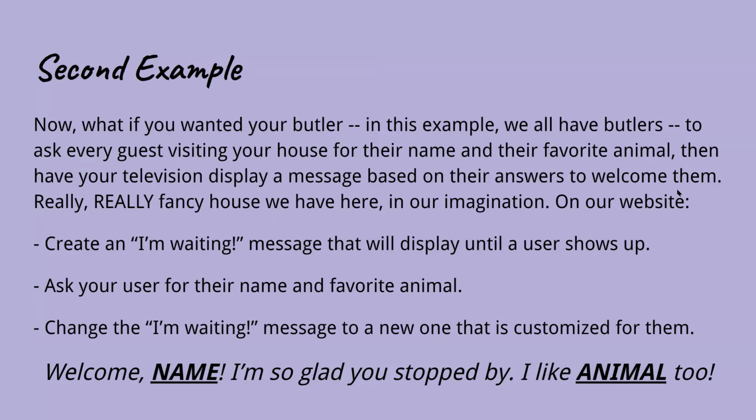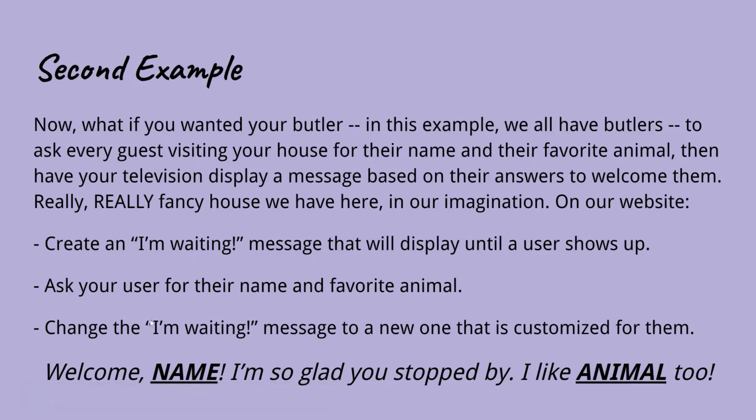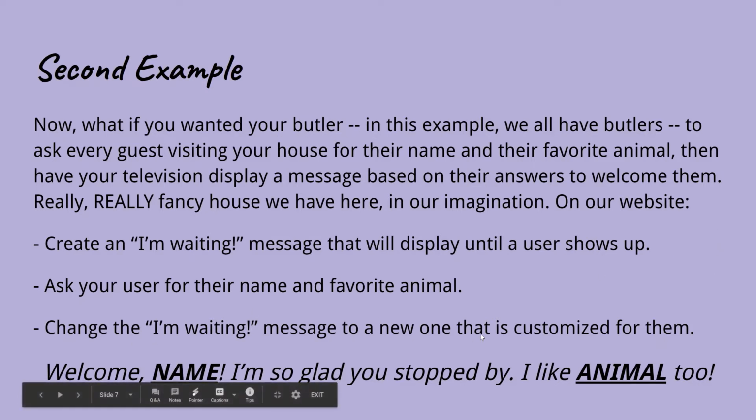So what we are going to need to do is create sort of a placeholder, "I'm waiting" message that'll display until someone shows up and answers the questions. Otherwise, it's just a big blank television screen, and that's confusing. We need to write the text fields that will ask someone for their name and their favorite animal. And we need to then, once they actually enter those and our imaginary butler clicks submit, change that "I'm waiting" message to a new one that's customized for them. So for example, it could be: Welcome, name they entered. I'm so glad you stopped by. I like animal they entered too.